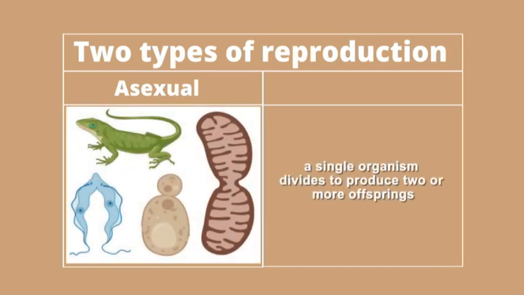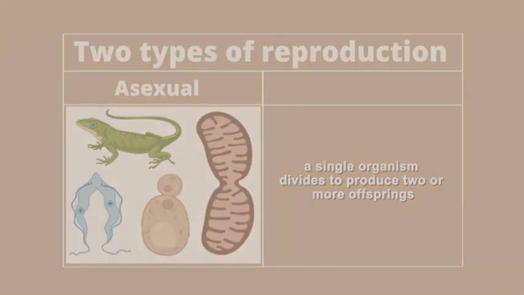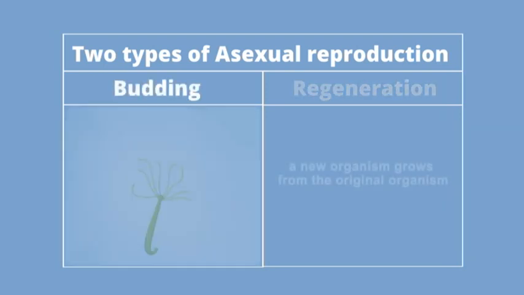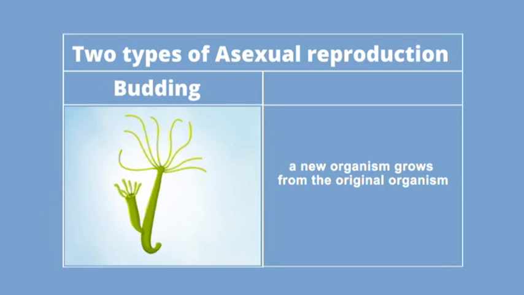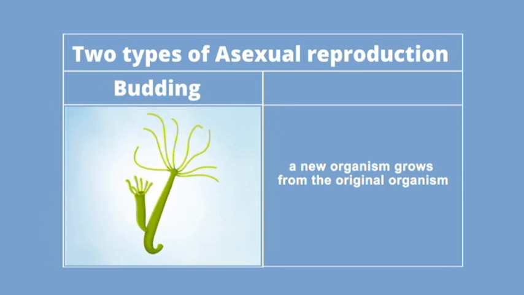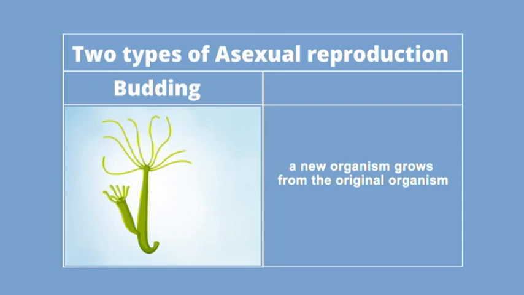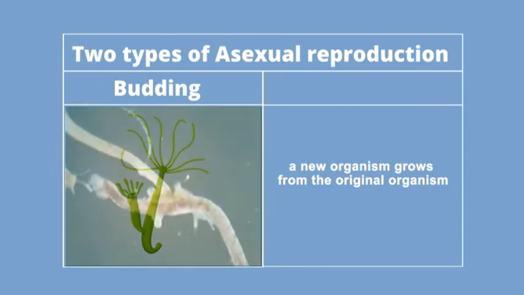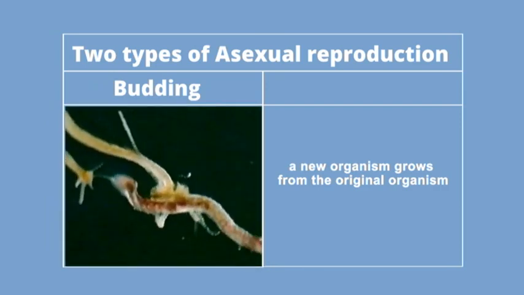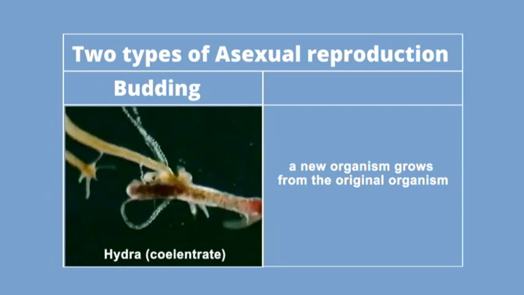In asexual reproduction, a single organism divides to produce two or more offsprings. Among animals, there are two types of asexual reproduction: budding and regeneration. In budding, a new organism grows from the original organism. The bud produced is smaller than the original organism. One animal that undergoes budding is the hydra, a coelenterate.